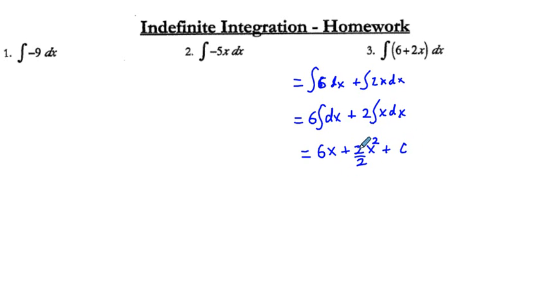And then just cleaning this up a little bit, writing it perhaps in standard form, we can rewrite this as x squared plus 6x plus c. And so that's problem 3 worked out.